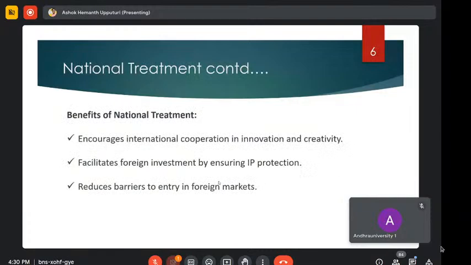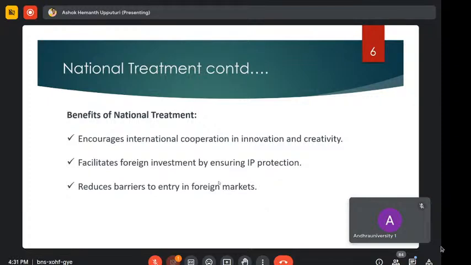So the benefits of national treatment: it encourages international cooperation in innovation and creativity, and facilitates foreign investment by ensuring IP protection. If we have similar laws, minimum standard protection, we enforce it through the TRIPS agreement, right? So national treatment is there in our Act, as well as for whoever is a member of the TRIPS agreement. More than 180 countries are compliant with the TRIPS agreement.